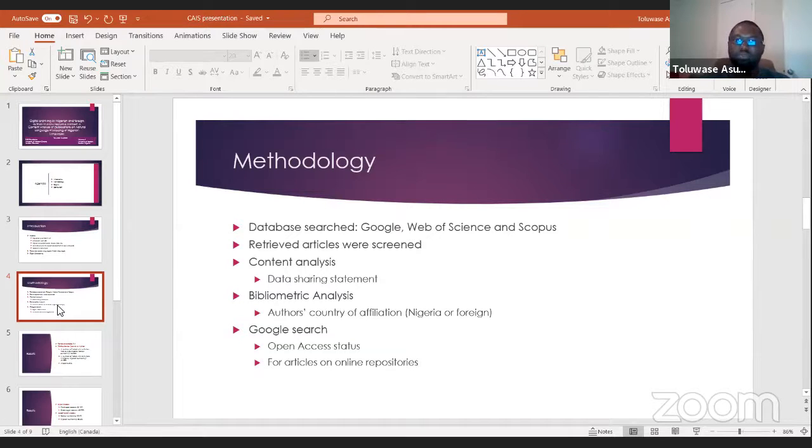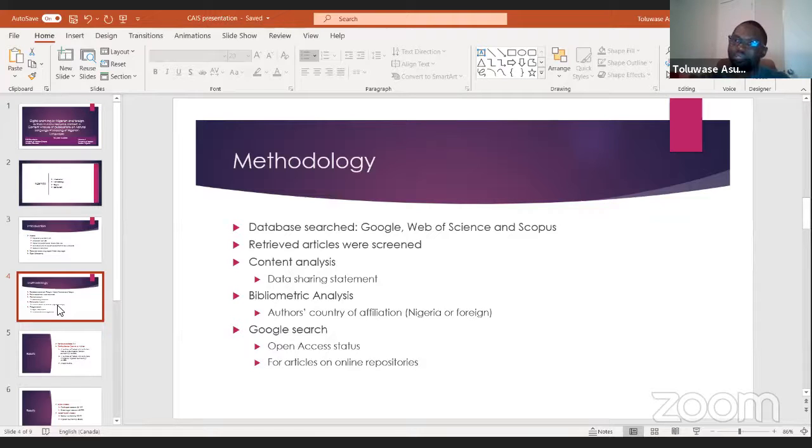There was also bibliometric analysis where the author's country of affiliation was extracted and processed. I also searched Google to ascertain the open access status of the retrieved articles, in two ways: the gold open access and the green open access status. So what I mean by gold open access and green open access is this.